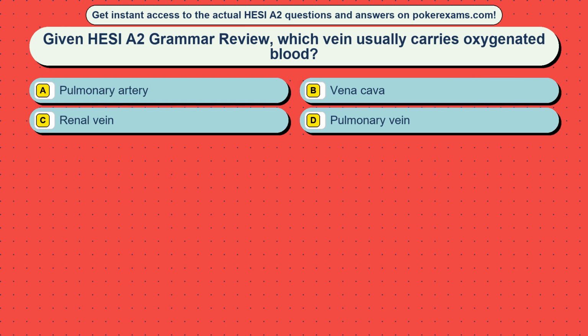Question 38. Given HESI A2 Grammar Review, which vein usually carries oxygenated blood?